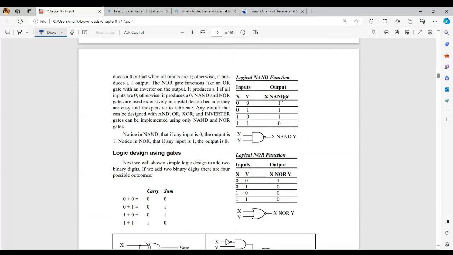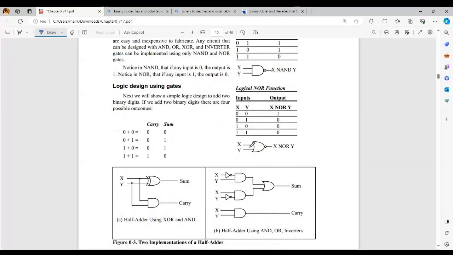It is just the opposite of the AND gate. Its output would be 0 when both inputs are 1, and otherwise its output would be 1. And this is the NOR gate, which is the complement of the OR gate. When both of the inputs are 0, its output would be 1, otherwise its output is 0.